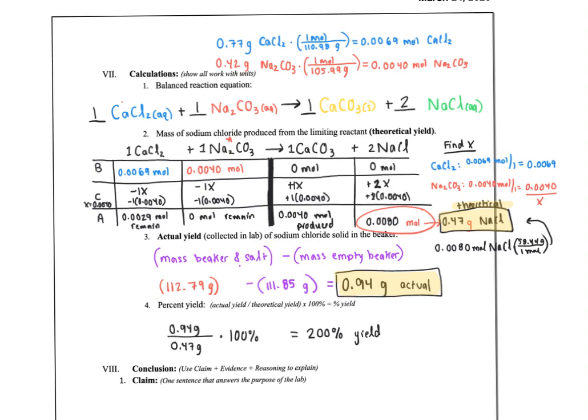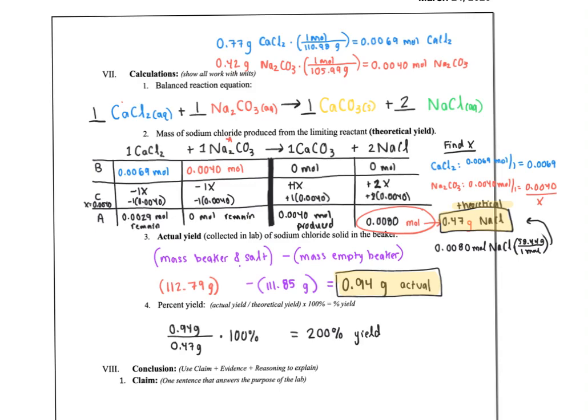To find the actual yield, I'm going to take stuff from my data table. I'm going to take that final mass that I got when the beaker was all cooled and the salt was stuck to it, minus the mass of that empty beaker. So I take the mass I got at the end, what I actually made in lab, minus the empty beaker, and that got me 0.94 grams of an actual yield. To find the percent, I take the actual divided by the theoretical yield from the BCA table times 100, and I got a 200% yield. That's a big yield, but we'll talk about that in the CER.